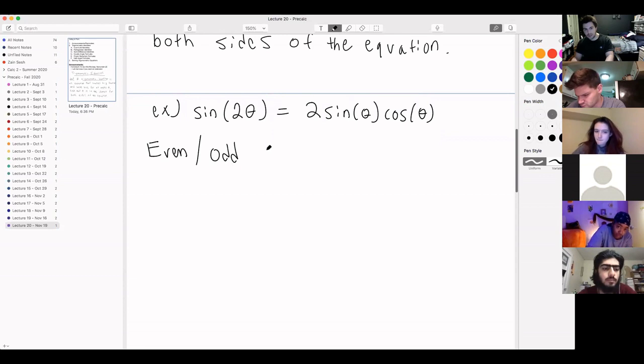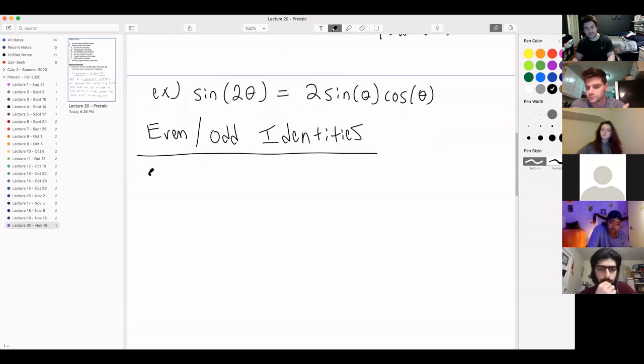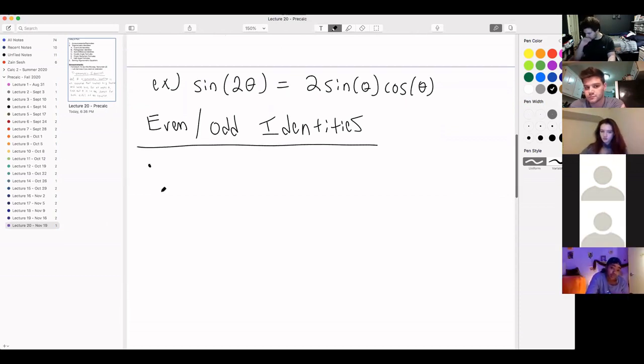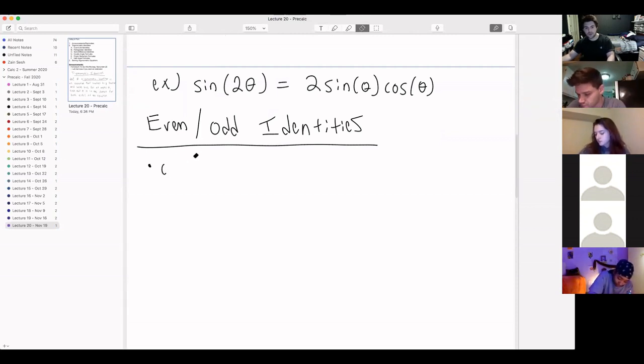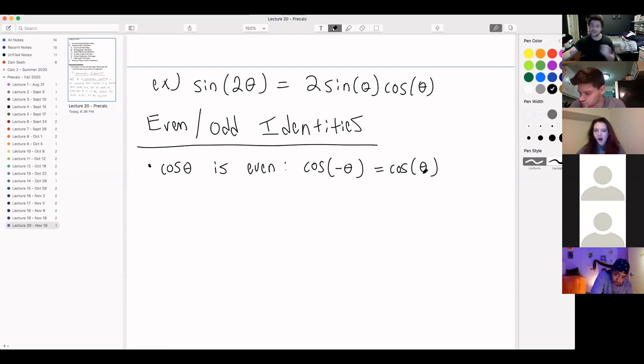Even/odd identities. So these are just going to be about sine and cosine being even and odd. We actually have done this before, but for the sake of completeness, let me just write these out here. So we know that cosine of theta is an even function. And what does that mean algebraically? It means if I plug in the negation of an input, it's the same as the function evaluated at the input without the negation.